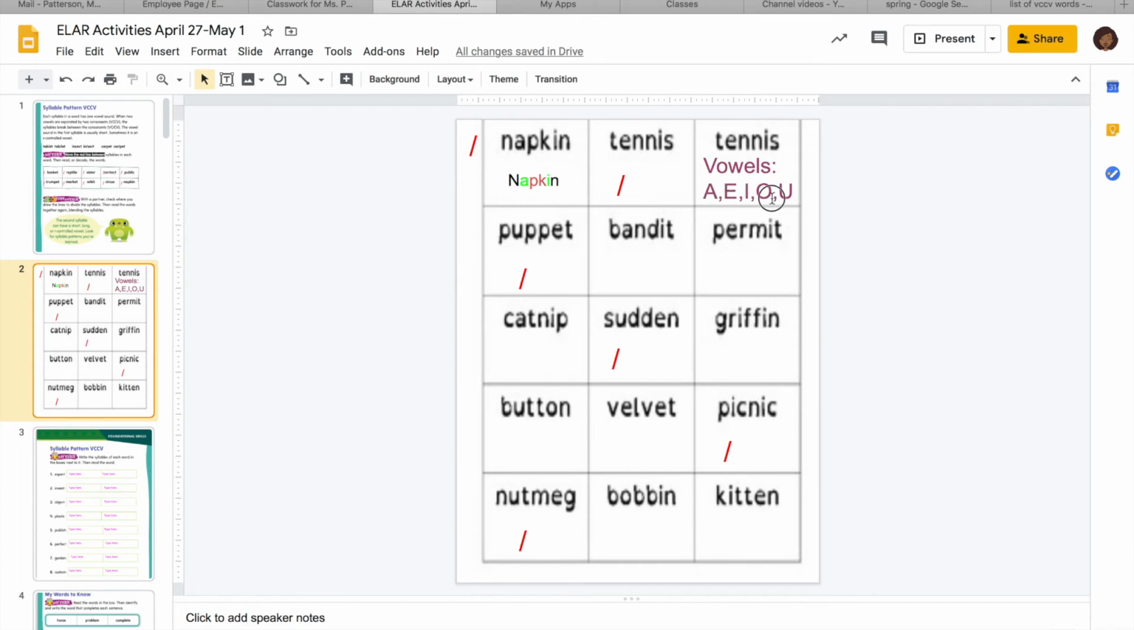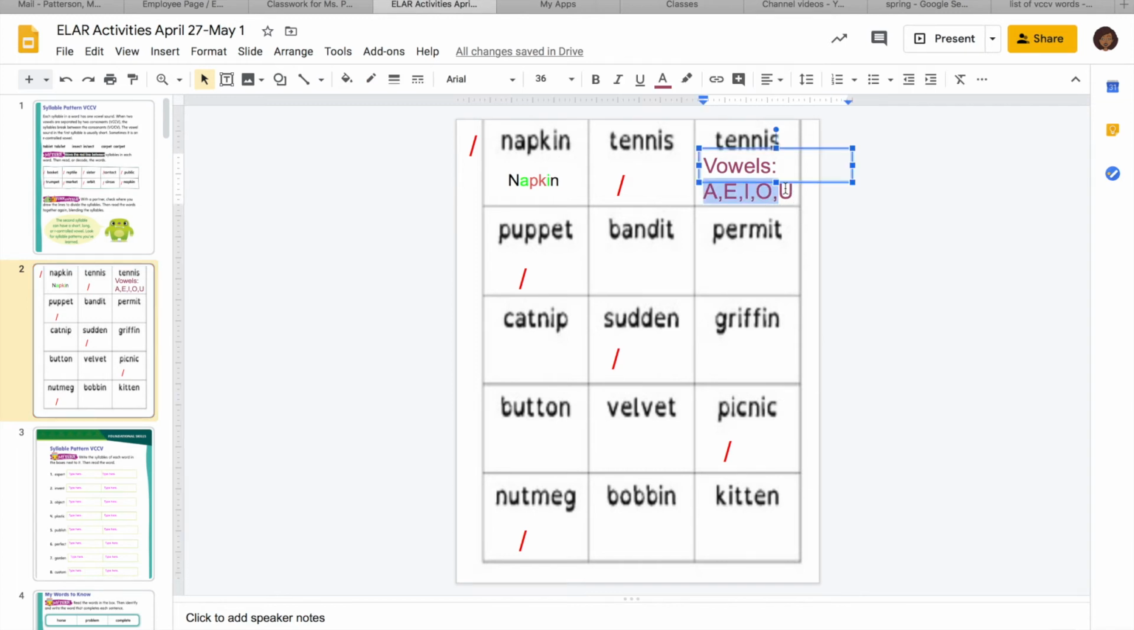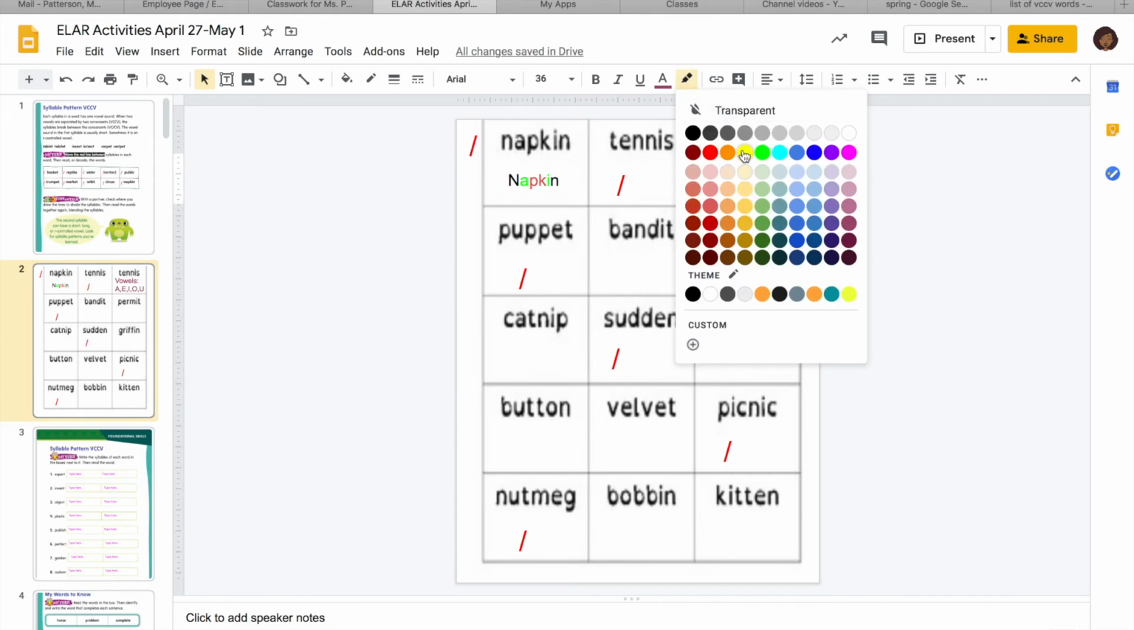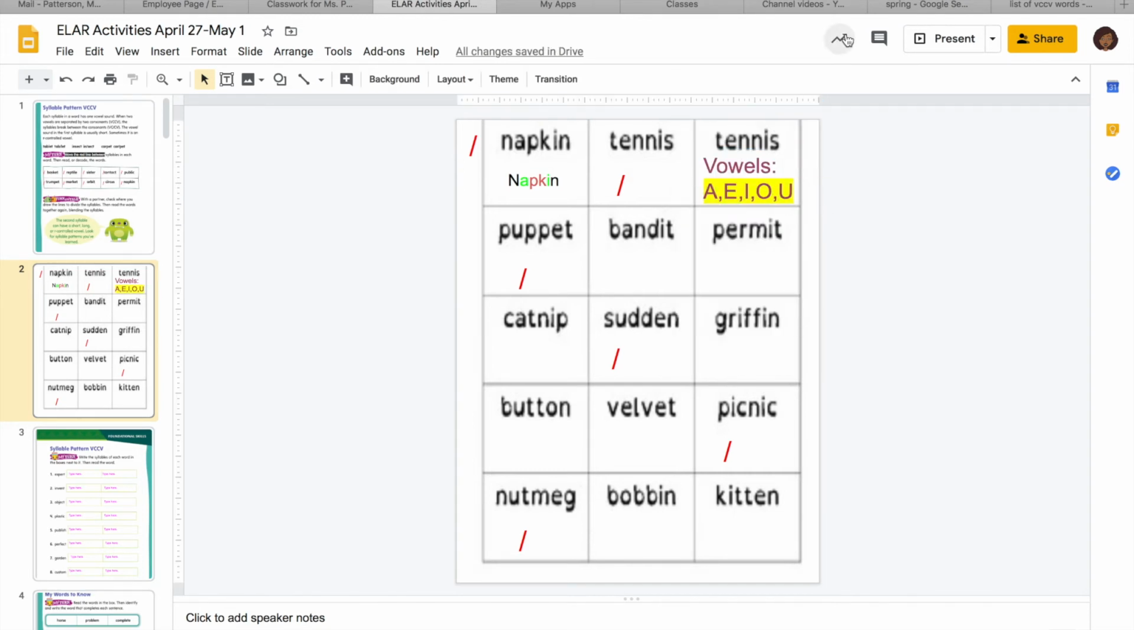So our vowels are A, E, I, O, and U. Let me see if I can highlight this. Our vowels are A, E, I, O, U. So we have to look for, let's look at this word. We need to see what is the first vowel that we see. Well, we know that N isn't one. Oh, okay, there's our first vowel.